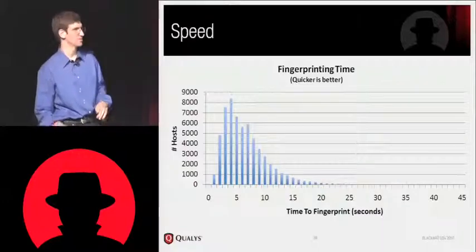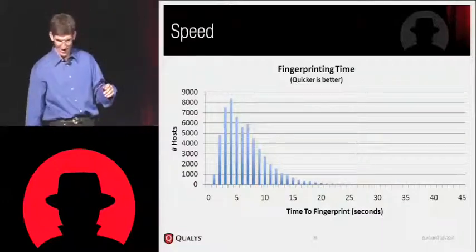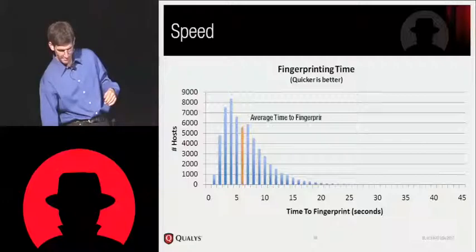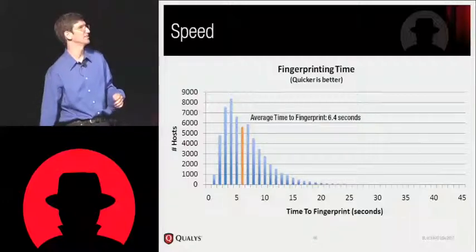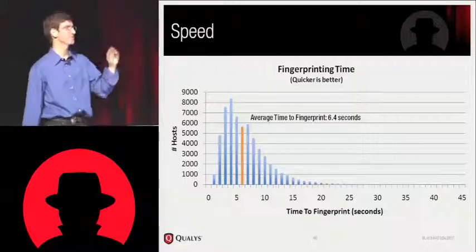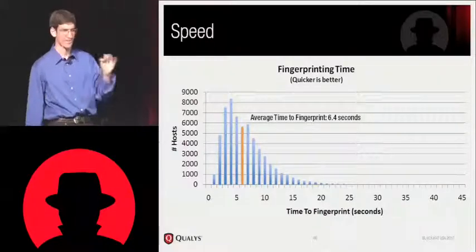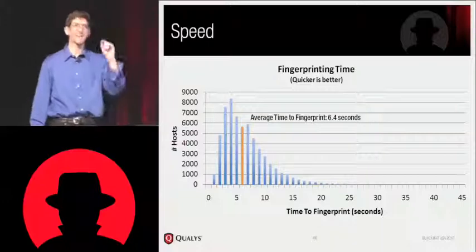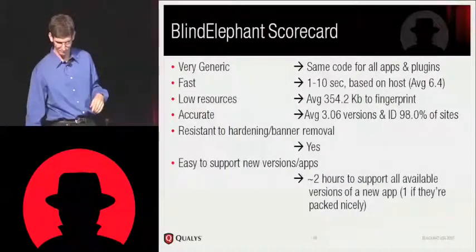Speed. I was hoping to not send you out to get a cup of coffee, and we do all right. The average is 6.4, 6.5 seconds. 95% of fingerprints are done within 10 seconds. Guessing will take you a little bit longer.